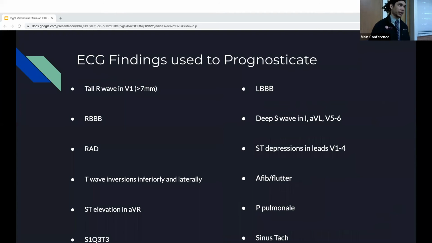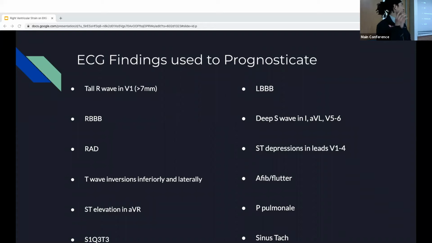So then what is RV strain on EKG? How do we identify it? Probably the first time I heard this, it was presented to me as something I need to look for: S1Q3T3. It's an S wave in lead 1, a Q wave in lead 3, and a T wave inversion in lead 3. Going through the literature, that's not something I'm going to anchor myself to. I've also heard that sinus tach is the most common finding in PE, and a finding of right ventricular strain on the EKG in PE. But going through the literature, it depends on which study and who you're asking.